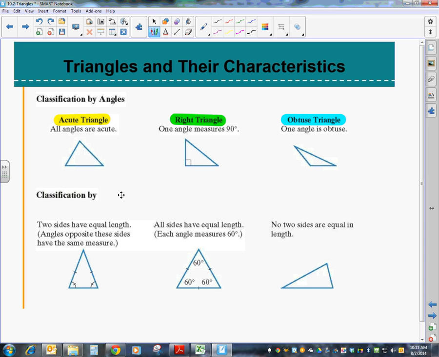We can classify them by their sides. If we have two sides that have equal lengths, we would know that because we have a tick mark on the two sides that are equal, that is an isosceles triangle. If all sides have equal lengths, you would have a tick mark on all three sides. Then we have an equilateral triangle. And if no two sides are equal in length, then we have a scalene triangle.